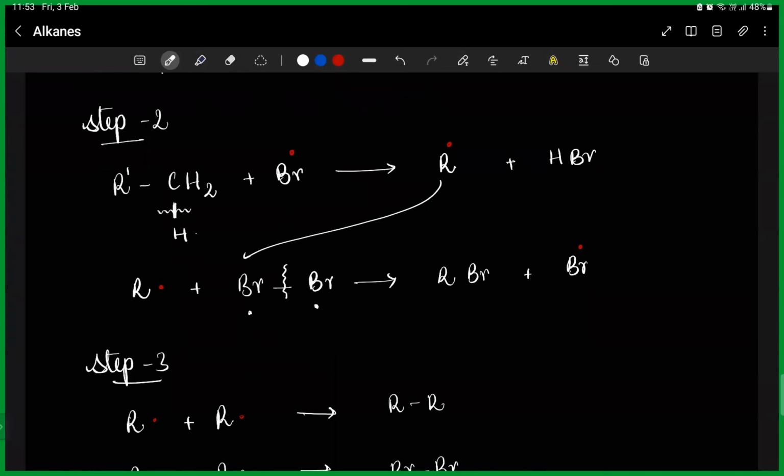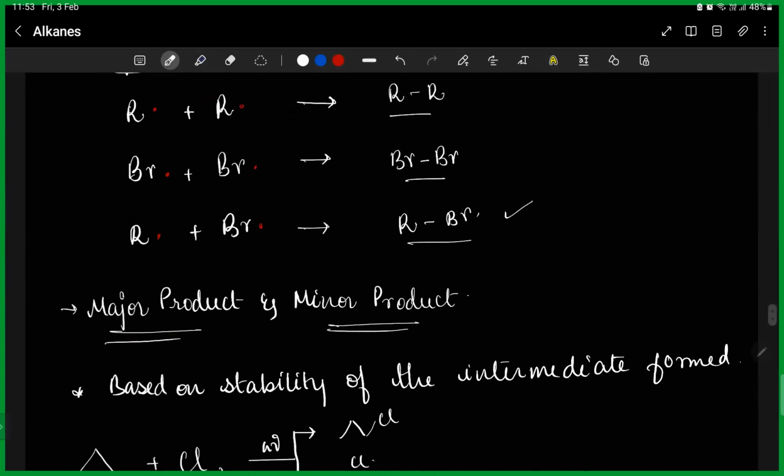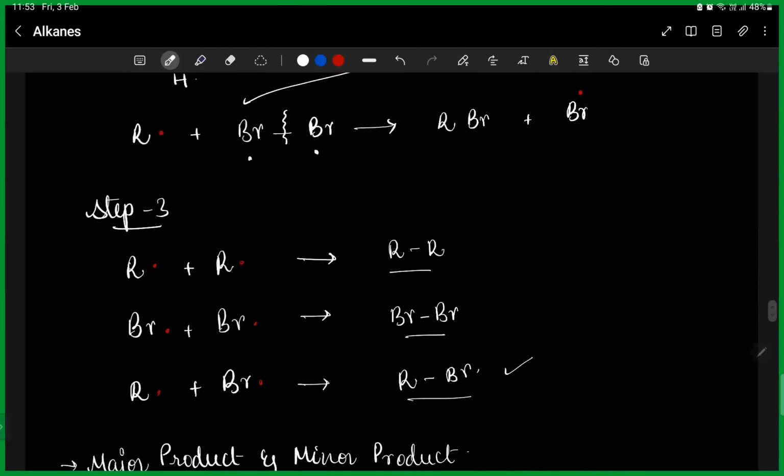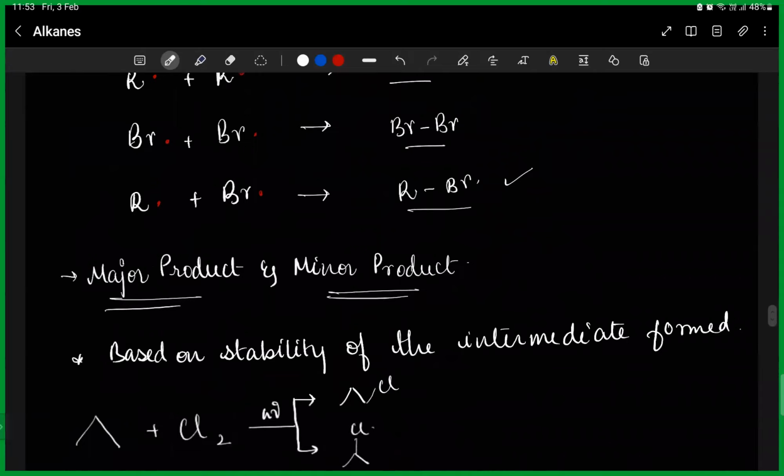Once there are enough radicals, chain termination takes place. That is, R and R will combine to form R-R, or Br and Br form Br-Br, and then R radical and Br radical form RBr. This is the product we are looking for. This is called chain termination, where all the radicals combine to form various products. So we have chain initiation, chain propagation, and then chain termination.